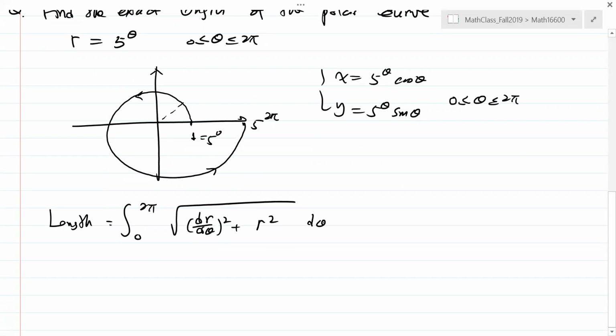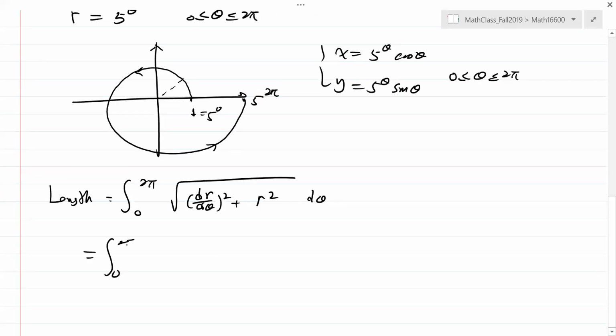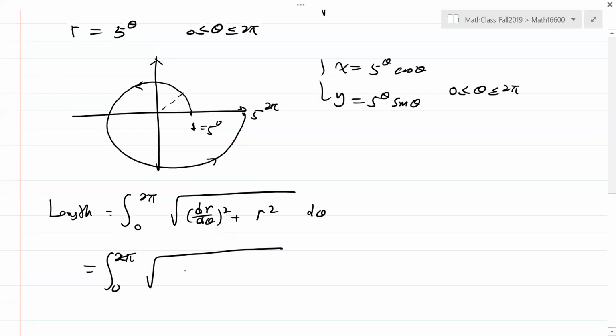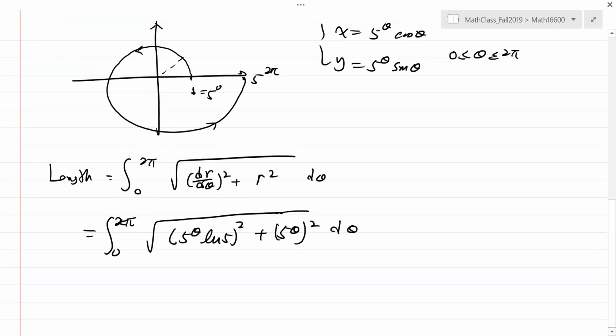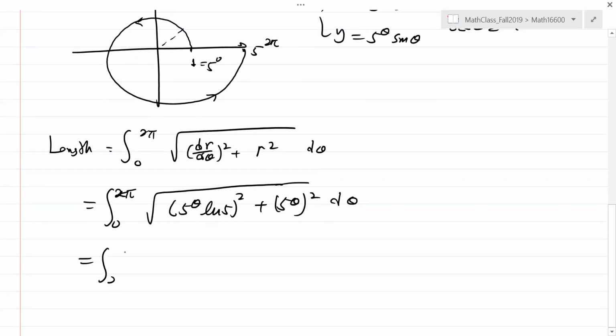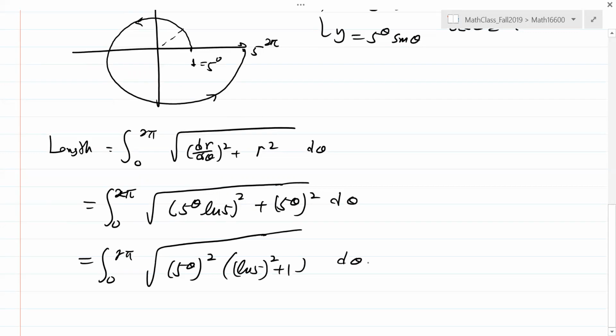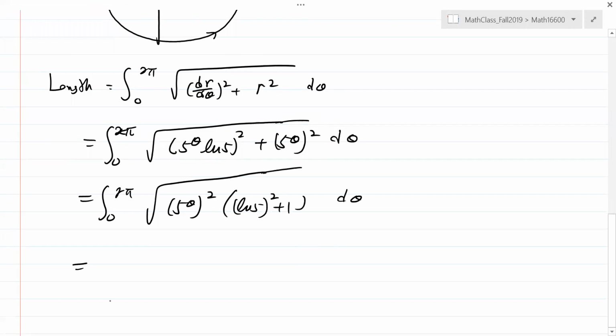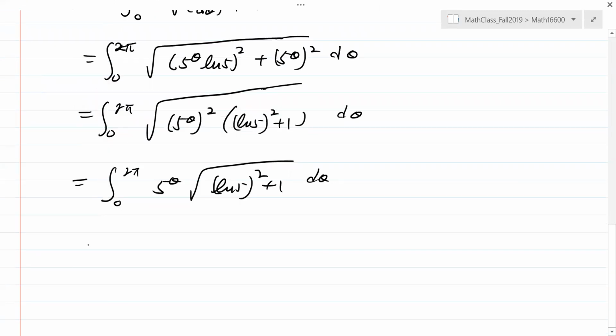It will be surprising how easily we can find the length. So the derivative of r with respect to theta: this is an exponential function, so you will get 5 to the theta natural log of 5. And r is just 5 to the theta, squared, d theta. Well, we can get rid of the radical, because they have the common factor 5 to the theta squared. Then natural log of 5 squared plus 1. That is a constant, so you can take the constant out. Although there is still a radical, this is a constant, so you don't need to worry about it.